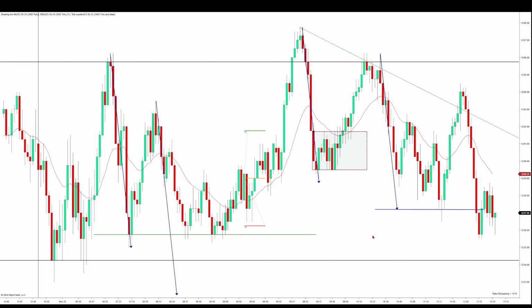I'm trading the ES futures on a 2000 tick chart with a 21 EMA. So I've got the overnight high up here and the overnight low down here. These are our key levels for the day. And I started trading at 8 Central Time, which is this area right here.